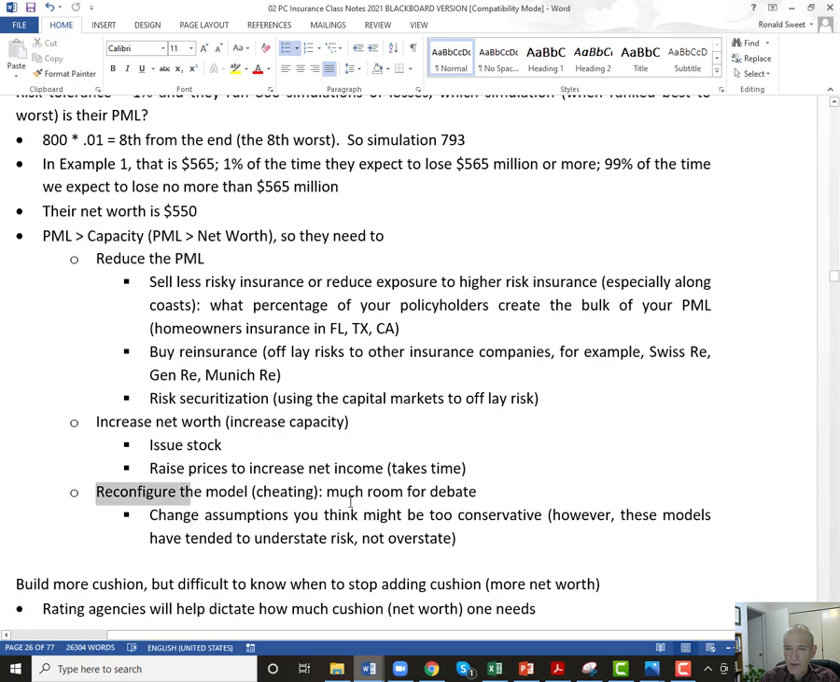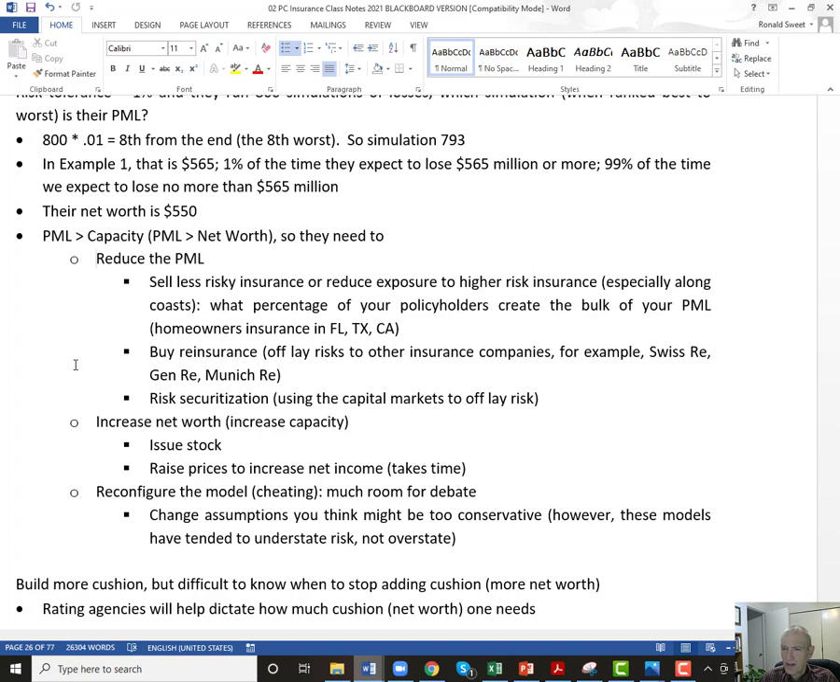The last one's really not a response, but it's something that companies do, so I want to be aware of it. The first thing you do is reduce your risk, reduce your PML, so you can sell less risky insurance. So maybe you stop selling along the coast in Florida or Texas and California. You go find those places that cause the most risk.